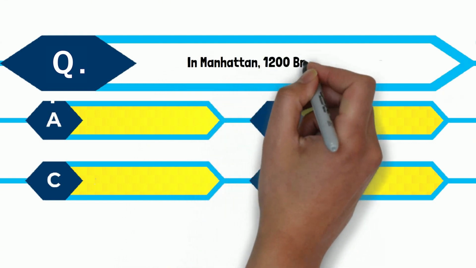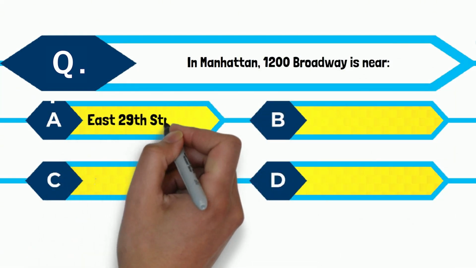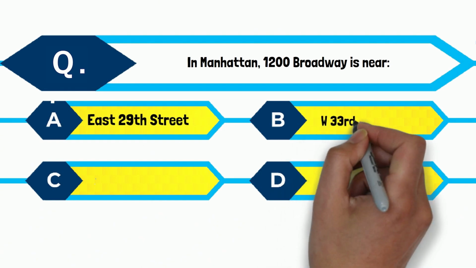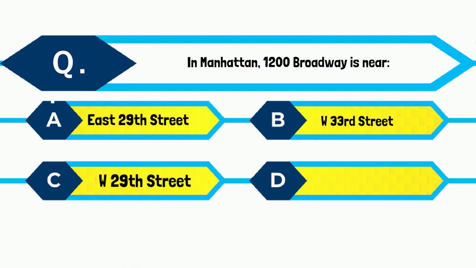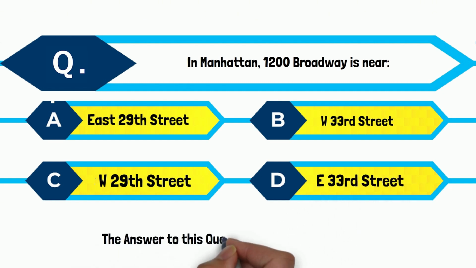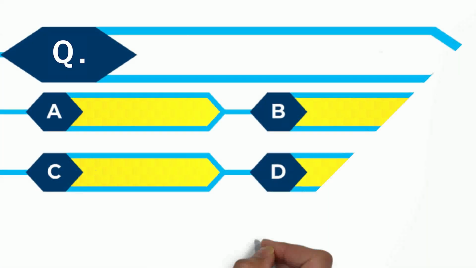In Manhattan, 1200 Broadway is near: Option A, East 29th Street. Option B, West 33rd Street. Option C, West 29th Street. Option D, East 33rd Street. The answer to this question is option C, West 29th Street.